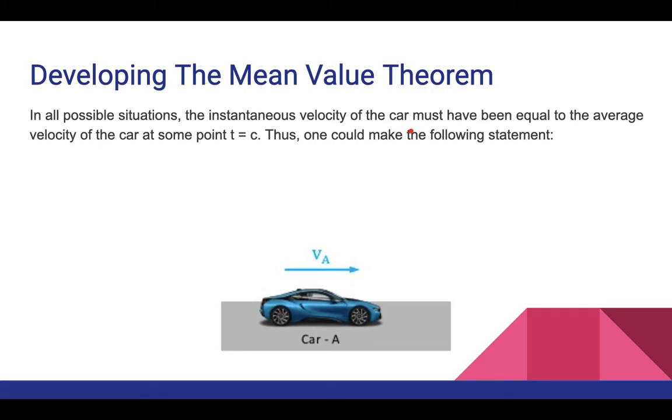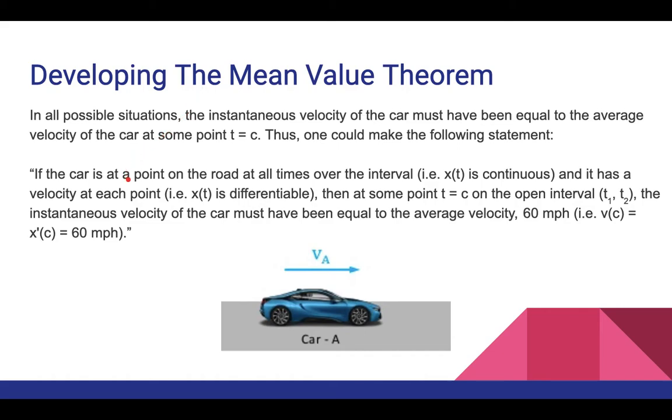So one can make the following statement based off of this, in terms of calculus. If the car is at a point on the road at all times over the interval, i.e. x of t is continuous, and has a velocity at each point, i.e. x of t is differentiable, then at some point t equals c on the open interval t1 to t2, the instantaneous velocity of the car must have been equal to the average velocity of 60 miles per hour, aka there must have been a point where the speedometer on the car read 60 miles per hour. In terms of calculus, what we can say is that v of c, our first derivative of the position function, must have been equal to 60 miles per hour at some point on the trip for our car.